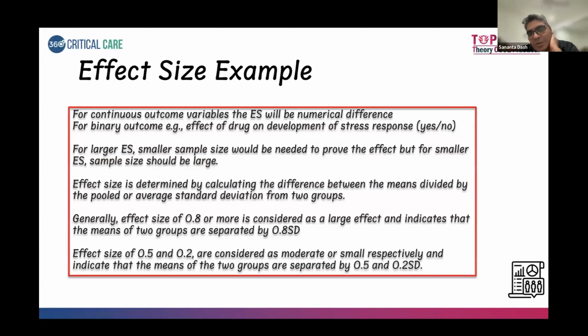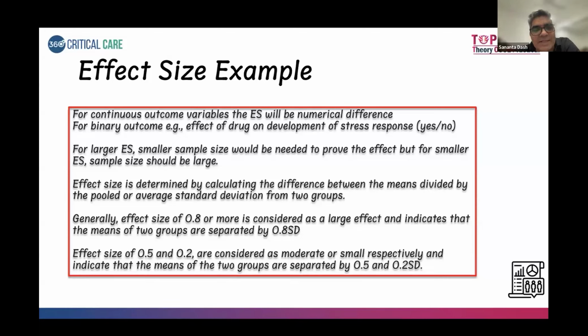For continuous outcome variables, the effect size will be a numerical difference. For a binary outcome, like the effect of a drug on development of a stress response, yes or no. If you have a continuous variable, then you will get a direct difference between the blood pressure from one person to the other, or the mean blood pressure difference: 20 minus 10 is 10. That is a continuous variable. But if it is a binary variable, you will have a yes or no type of answer, which will be the effect size. Okay.